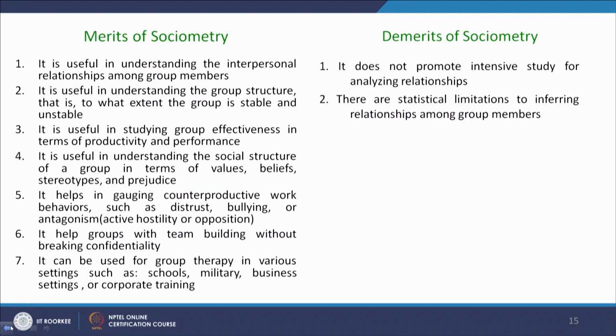At the same time, there are certain demerits also. First of all, it does not promote intensive study for analyzing relationships, because it gives a pictorial representation of the relationships, where sometimes some external factors also exist while evaluating or giving choices about other group members, and some situational factors also exist. So, there is no reliability, but at the same time the pictorial representation gives a framework of where the group is heading. So, this is a demerit, and the most important aspect of the demerit is that there are statistical limitations to inferring relationships among group members.